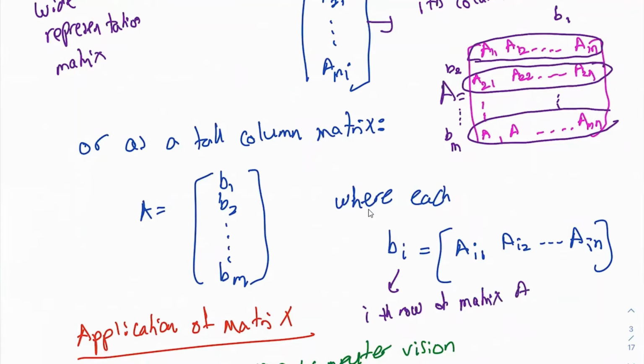How do I know that? Look at the first index. The first index for all the entries is i. This means that this is the ith row.